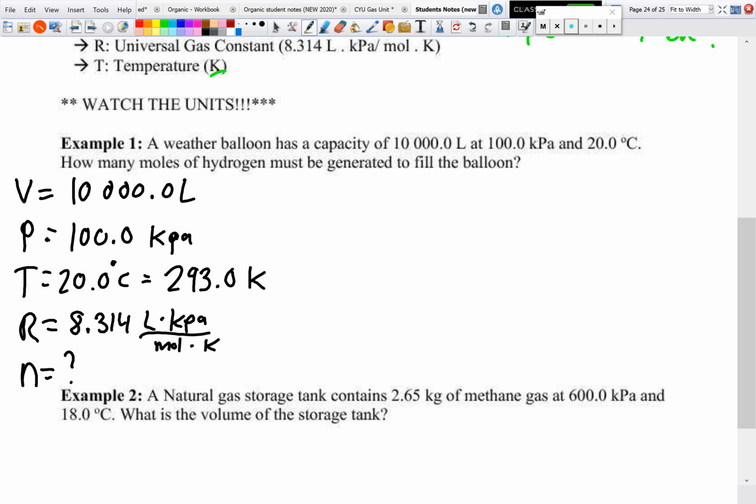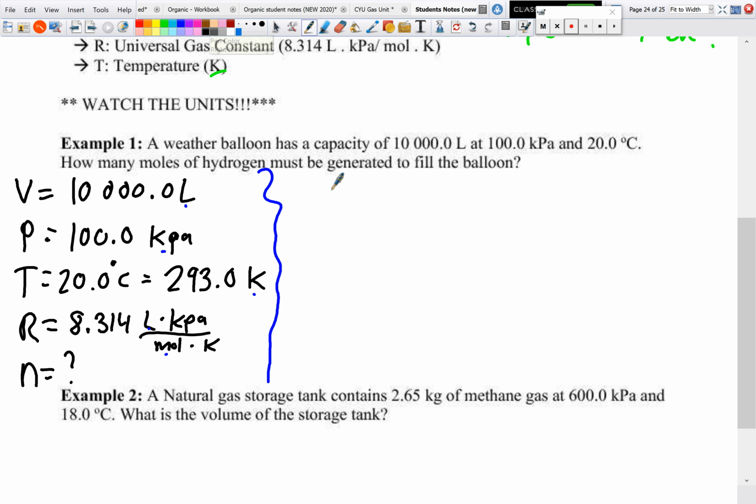So in my R value I see liters, in my volume I see liters. Okay, so they match up. I see the pressure unit is kPa, kilopascals. I see my pressure in kilopascals. Good. Chemical amount, n, well that's what we're going to solve for. And finally Kelvin, and we can see Kelvin right here. So all my units match up, perfect.